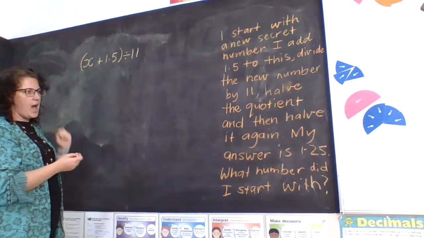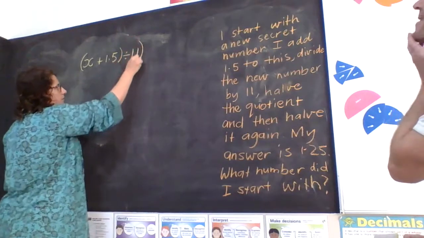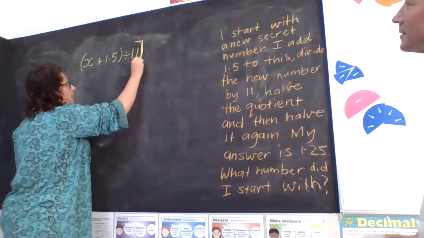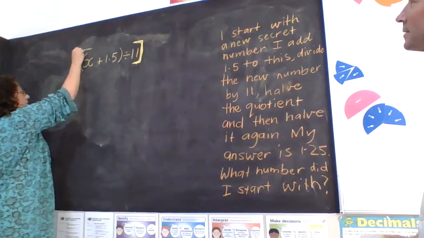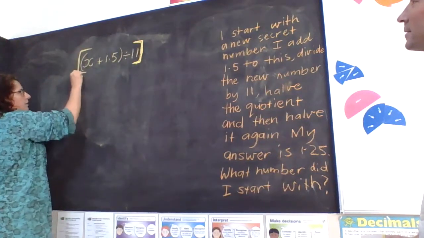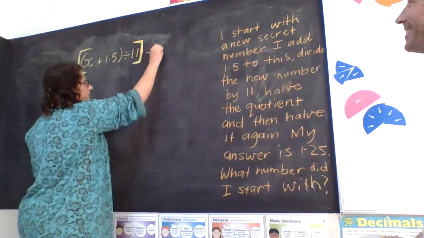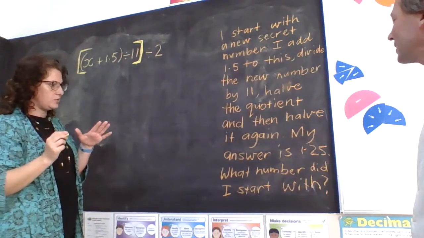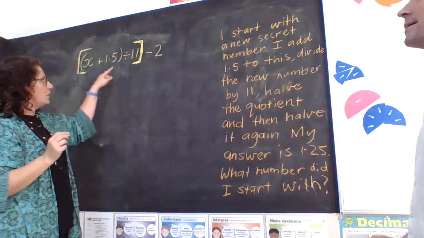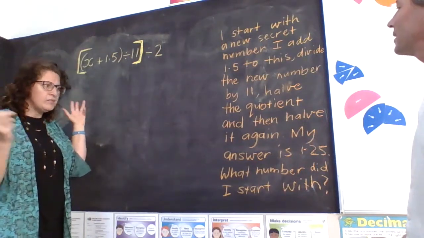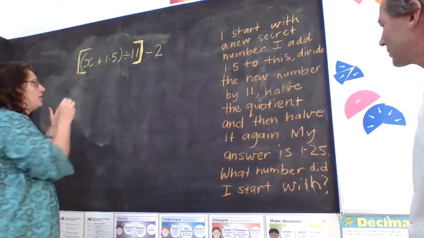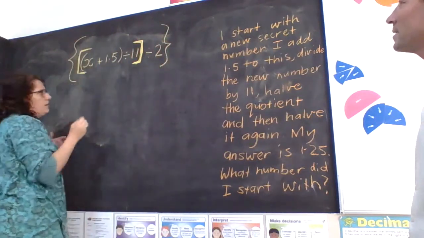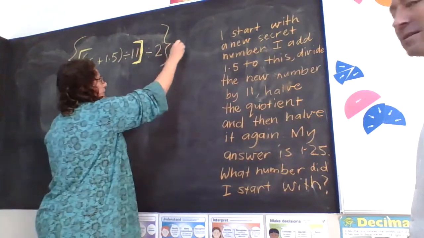I then halved the quotient. So I need to put in a different bracket here because I've got another step. Because when I halve, remember that's the same as saying divided by 2. So that's as far as Zane and I got. But then we forgot this extra step. So I halved the quotient of this one, and then I halved it again. So I've done all of this. I need to halve that.